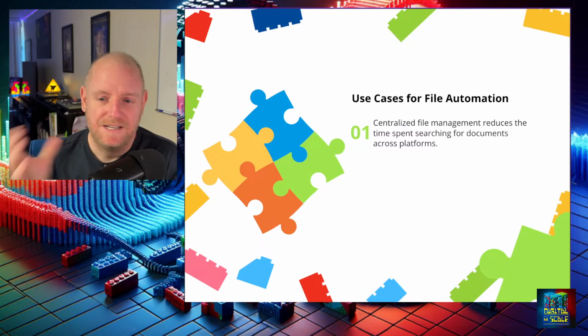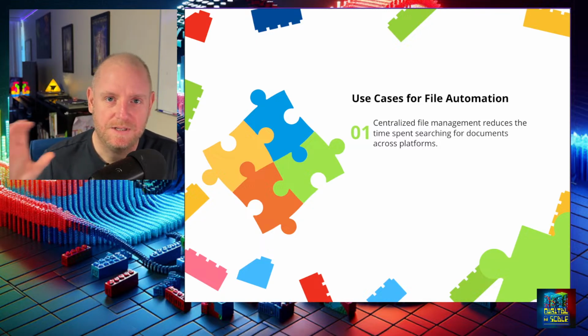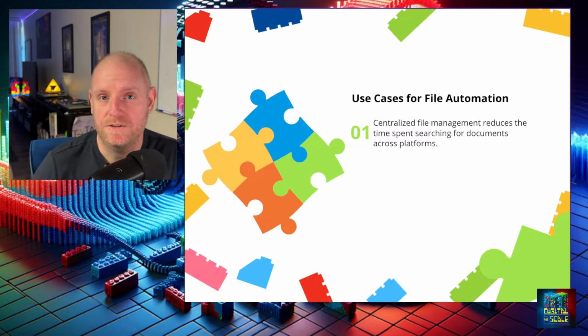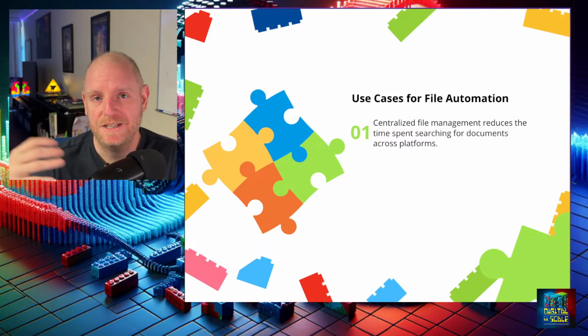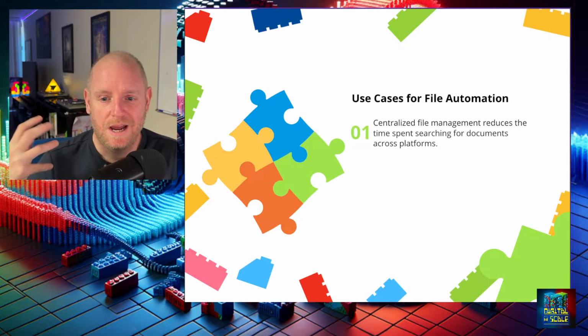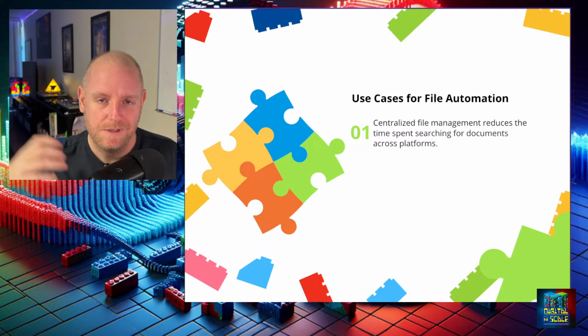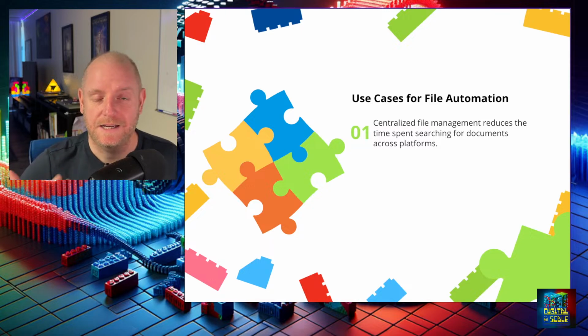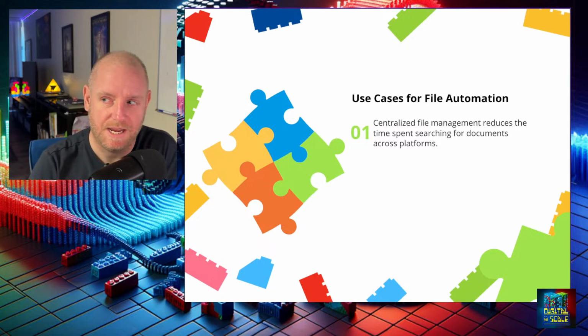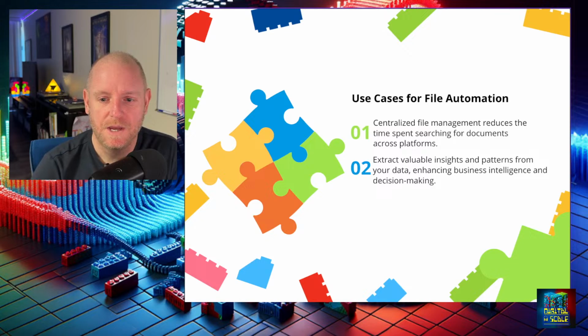So one, centralized file management. I don't know about you, but I have files across lots of different cloud providers, my local machine, everywhere. So how can I use AI to create one centralized place where I can look for all of my different files and get access to them quickly?